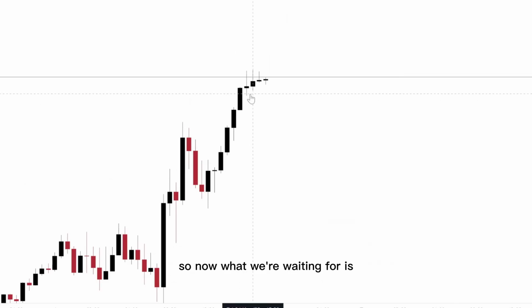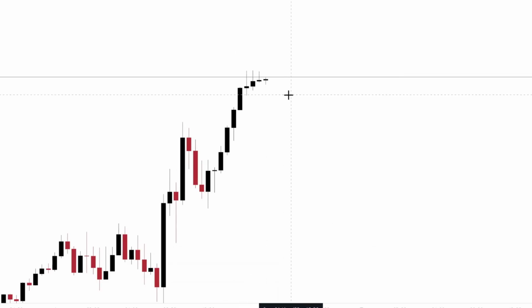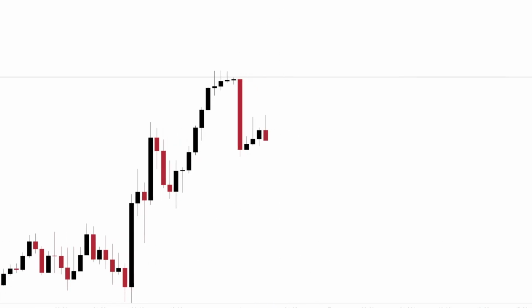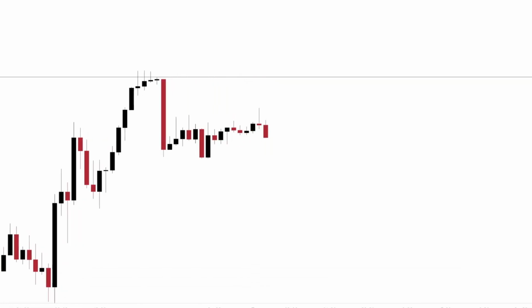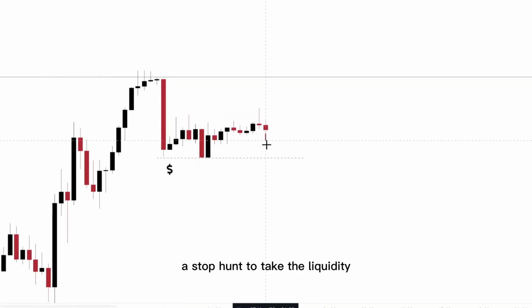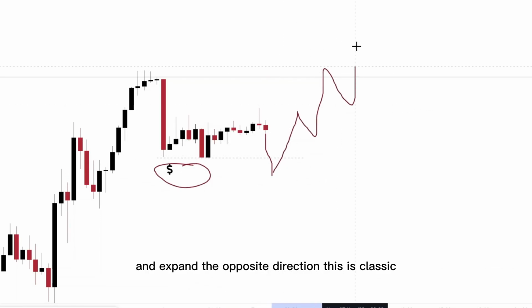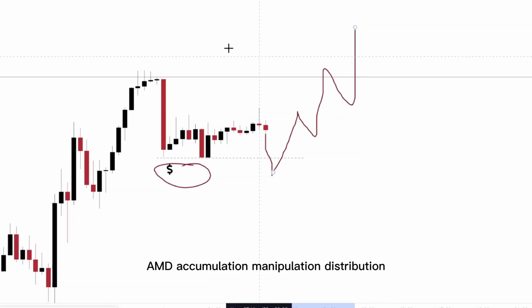So now what we're waiting for is accumulation being built up, a stop hunt to take out the liquidity, and an expansion. So here you have your accumulation being built. So now that you have your liquidity, what are we waiting for? We are waiting for a stop hunt to take the liquidity and expand the opposite direction. This is classic AMD. Accumulation, manipulation, distribution.